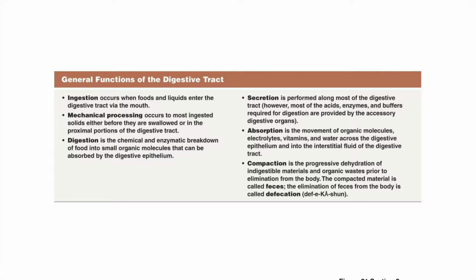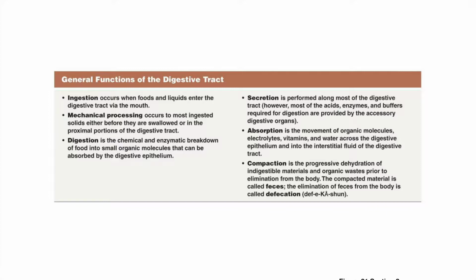Then we have digestion, or sometimes it's called chemical digestion. This is the chemical and enzymatic breakdown of food into molecules that can be absorbed. So when you eat a piece of pizza, it's in pieces that are too small to get into our blood. So the mechanical processing is going to break it down into smaller pieces, but it still can't get into our blood. The digestion is going to break it down into simple molecules that are small enough to be absorbed into our blood and that our body can use.